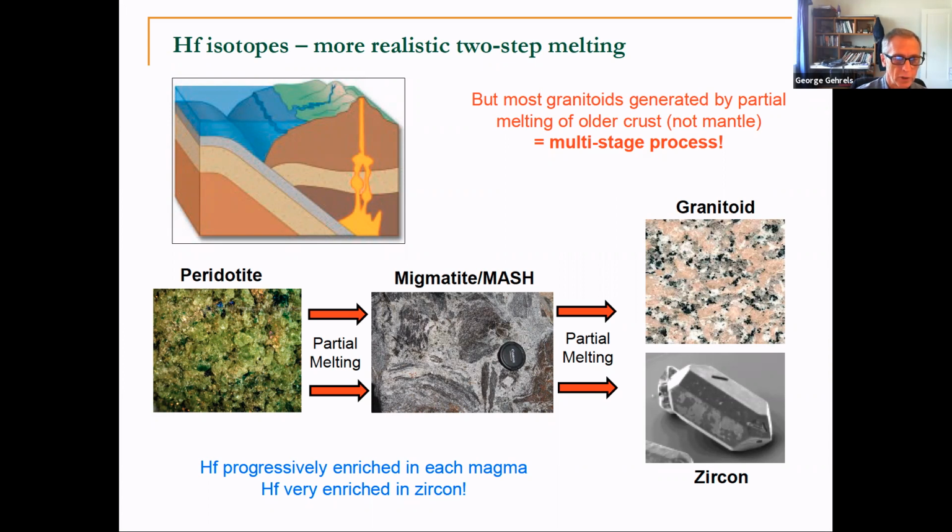And so now let's imagine the granitoid. It's got the zircon in the lower right. And what we're going to do, we're going to come along today and we're going to measure the hafnium isotopes in that zircon crystal. It's going to say something about the granitoid. It's going to tell us a little bit about the migmatite and mash, but it really doesn't tell us much about the peridotite because it's a two-stage, at least two-stage process. So we'll go to the next diagram.